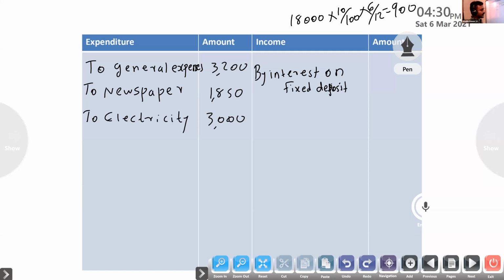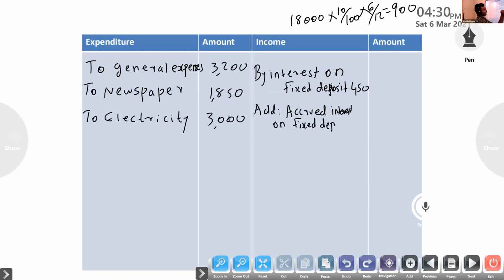Then we have to look in the receipt side, any interest on fixed deposit. Aparna, any interest on fixed deposit? Yes, sir. 450. So then 450 will be what? Sir, accrued interest. So 900. So by interest on fixed deposit, add accrued interest on fixed deposits.